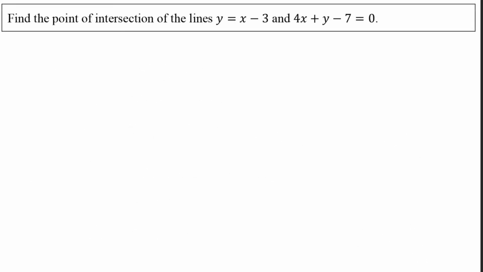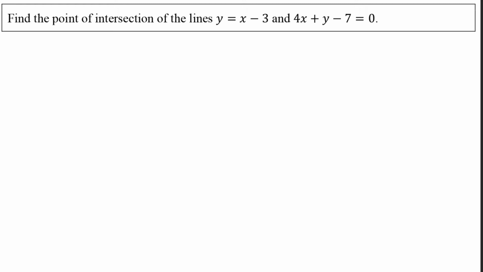In this example, we have to find the point of intersection of the two lines y equals x minus 3 and 4x plus y minus 7 equals 0. These things can be easily solved using your knowledge of simultaneous equations. To solve simultaneous equations, you'll have your own favourite method, which should be adapted for whichever problem you've got.